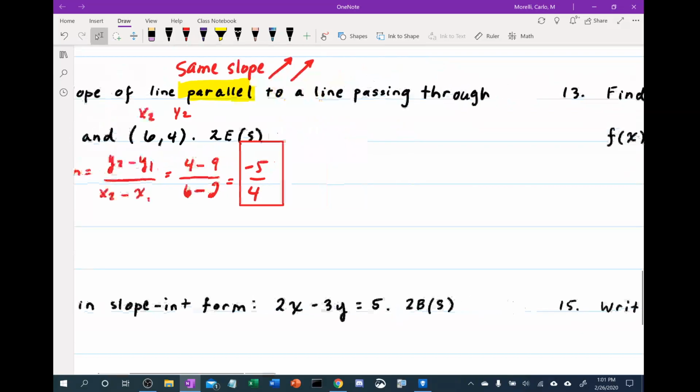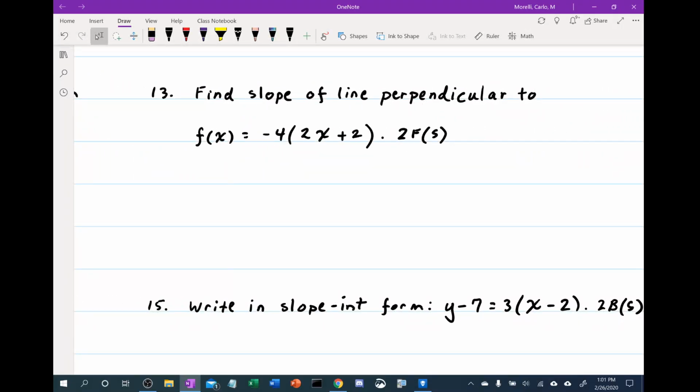Number 13. Find the slope of a line perpendicular. Guys, perpendicular. Here are the words coming into your head, like you're being possessed: negative reciprocal. Just so you understand, negative reciprocal: if you have a number and you want the negative reciprocal, that's -1 over that number. All right. So, negative reciprocal.